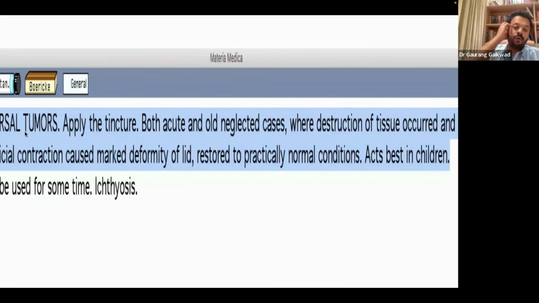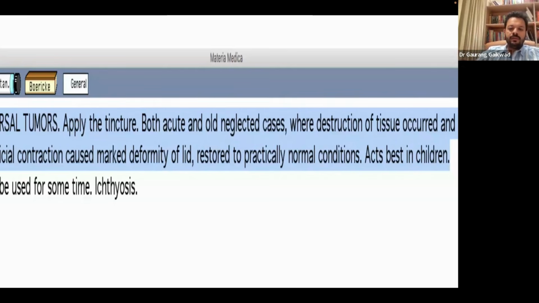So the first word written in Boericke, you can read here, it's written tarsal tumors, right? And then it's written both in acute and old neglected cases where destruction of tissue occurred and cicatricial contraction caused marked deformity of the lids, restored to practical normal condition. And then, very interestingly, it's written acts best in children. Quite fascinating for me when I saw this. Must be used for some time. Ichthyosis. Right? So this is like one of the most near specific remedies that I found in Platanus.